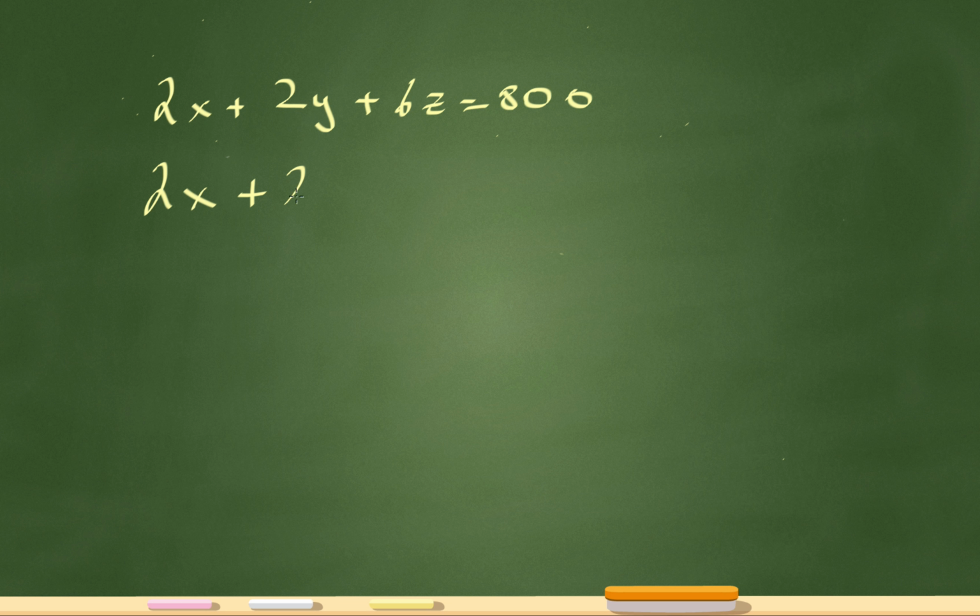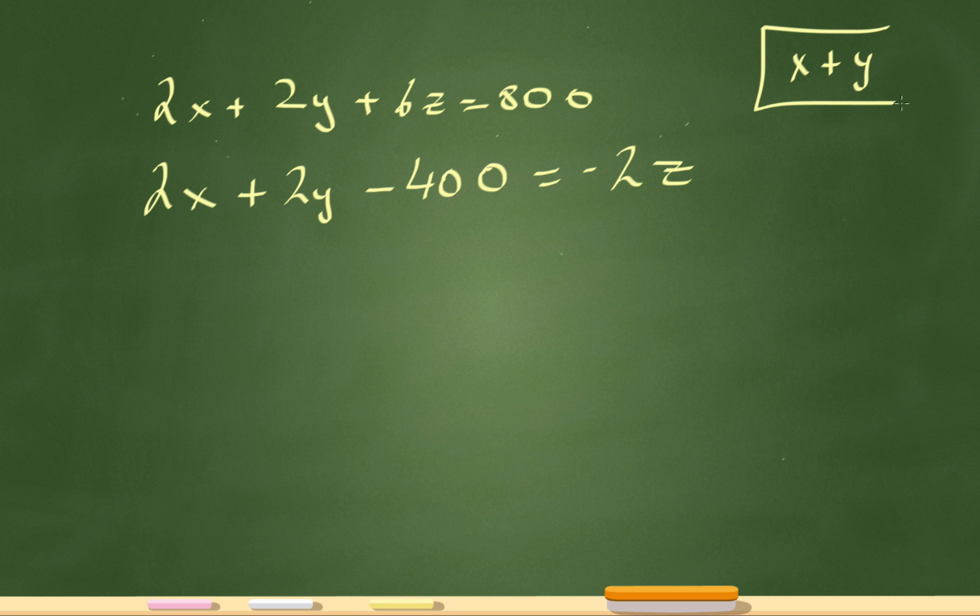So in this problem, I have two equations with three variables, so it might look a little bit complicated at first. Sorry, this is a 6z, so I have 2x plus 2y plus 6z equals 100. That's one of the equations it gives me. And the other one it gives me is 2x plus 2y minus 400 equals negative 2z. And the question is, what is the value of x plus y?